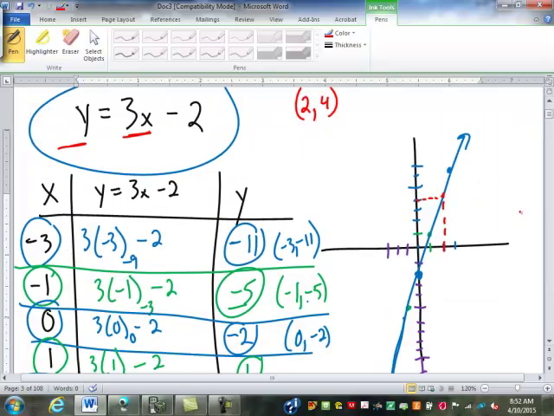Or if I picked a value for one or the other. Let's say I wanted to pick the value of 5 for y. I could trace that over to the line and then trace it down to x, and I get that x would have to be 2 1/3. When x is 2 1/3, y has to be 5.